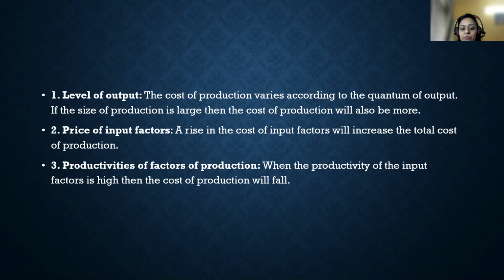Productivity of the factors of production is another factor which has an impact on the cost of production. In case the productivity of the input factors is higher, then the cost of production is going to be less. At a later stage, when we go on increasing the factors of production, the productivity of the factor is going to eventually drop, and then the cost of production is going to increase.